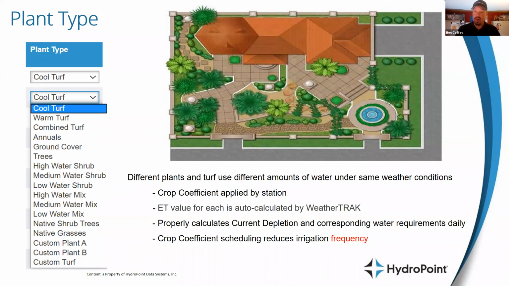If you really want to know what those crop coefficients are, you can ask your local university and then program in what they give you, and the science will reflect exactly what you do. And that is an option, as you're mentioning there, Ben, too, that at the bottom you see custom plant A, custom plant B, custom turf. Those options are there if you want to nerd it up, then you can nerd it up right there. Yep, I'll nerd it up with you for sure.